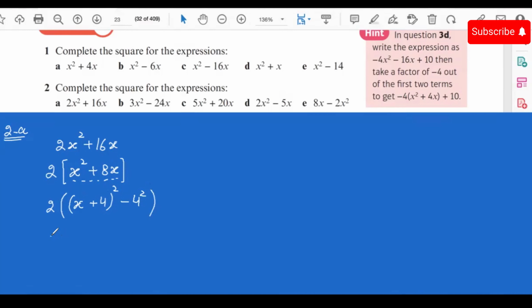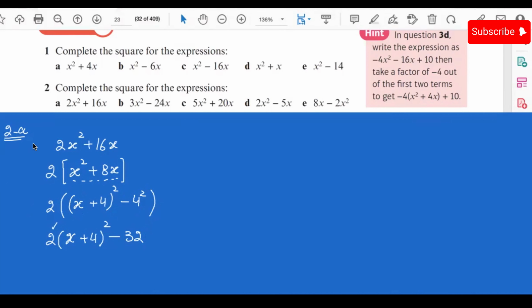So this expression has been solved, so we can also remove these brackets. We can write it as 2 times (x plus 4) squared, minus 4 squared, 16. 16 times 2 is 32. Now this is actually the answer.